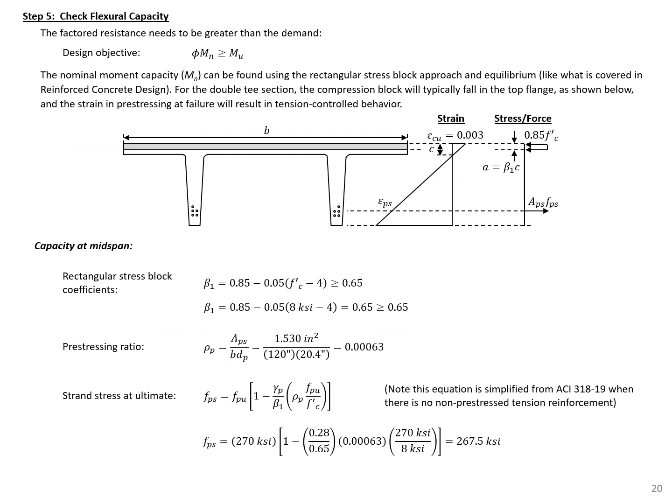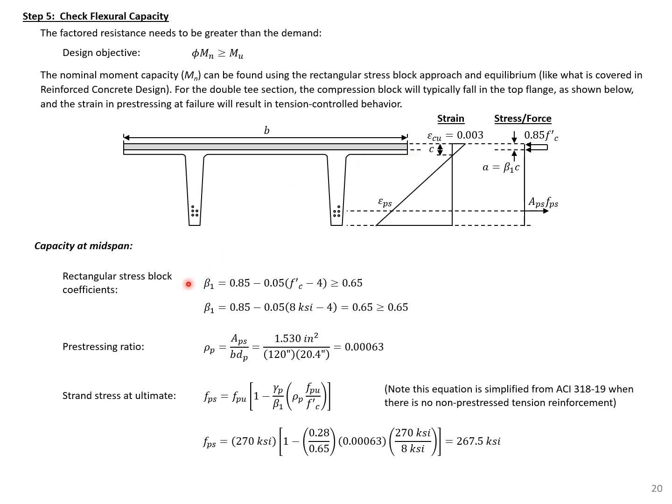Our next step is to check our flexural capacity. We need to make sure that our factored capacity is greater than our ultimate moment. So we'll use the procedure that we went over in Module 8, which is the rectangular stress block approach. We need to make sure that our rectangular stress block with a width of b, the whole top flange width, stays within the top flange section.